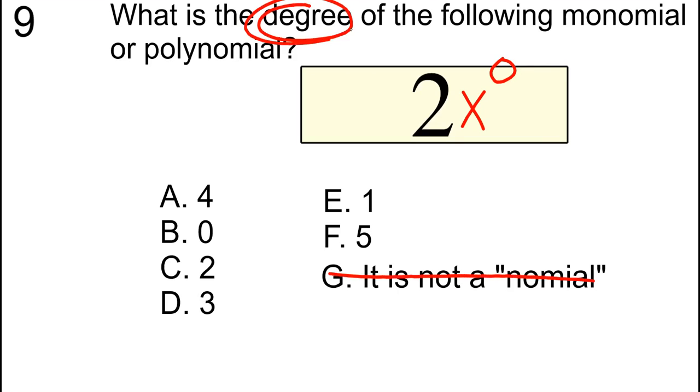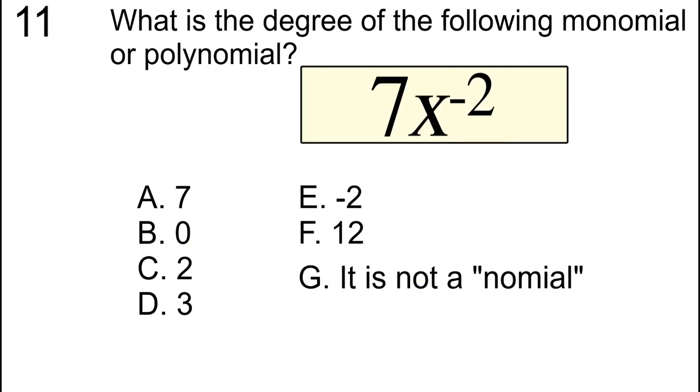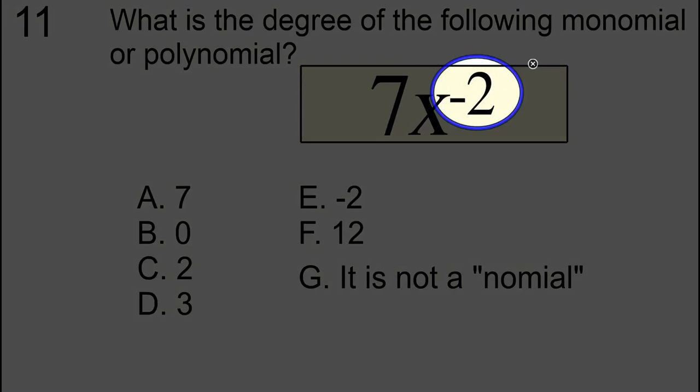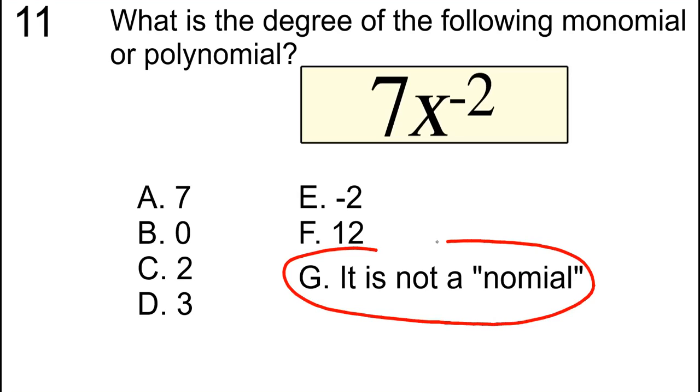The degree is the power of the exponent, which is 0. Number 10 is not G. It is nomial. There are 2 x's here and 3 y's there. That's a total of 5 variables. The degree is 5. And number 11, we should know that -2 is not a whole number. So number 11 is choice G. We cannot use the suffix nomial.